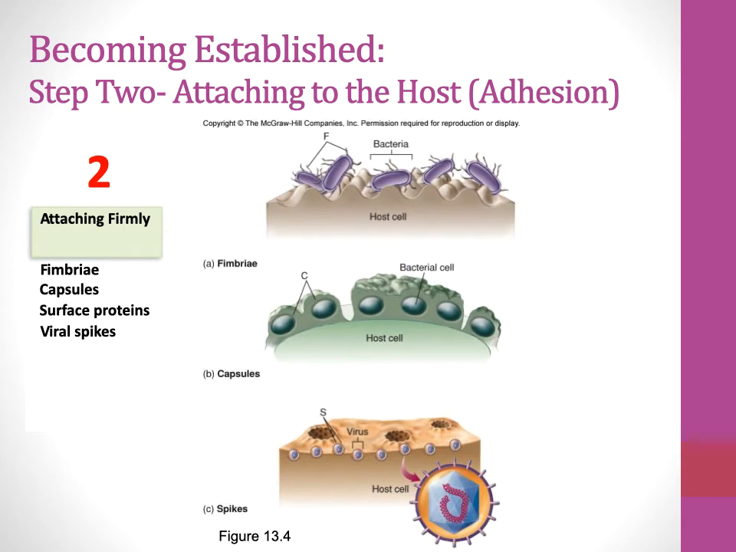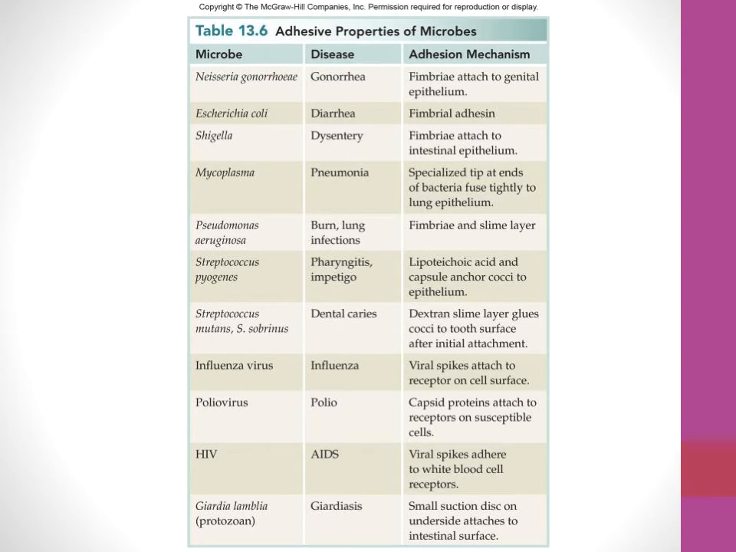And then with attachment, in here you can see the bacteria with its fimbriae attaching, or the formation of this biofilm that allows it to attach through the use of its glycocalyx, the capsule, or the slime layer. And then we have our virus that's using its spikes to attach to the host cell. So there are a number of different attachment molecules.